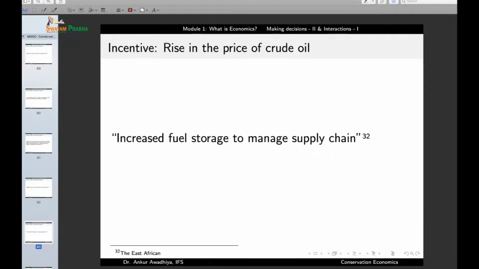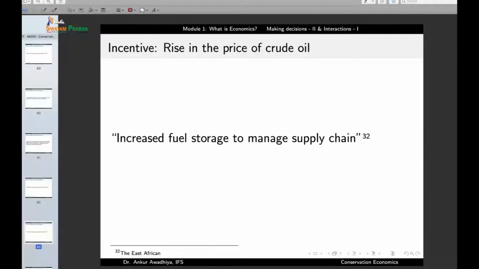So the upstream company will think that, okay, why don't I take more and more of this crude oil from the earth, because the prices are going up. So it is incentivizing the upstream companies to extract more and more of the crude oil, or to procure more and more of this crude oil, in the hopes that because of these rising prices, they will sell this crude oil off at a larger price and at a larger profit. So the upstream companies are trying to increase the fuel storage.